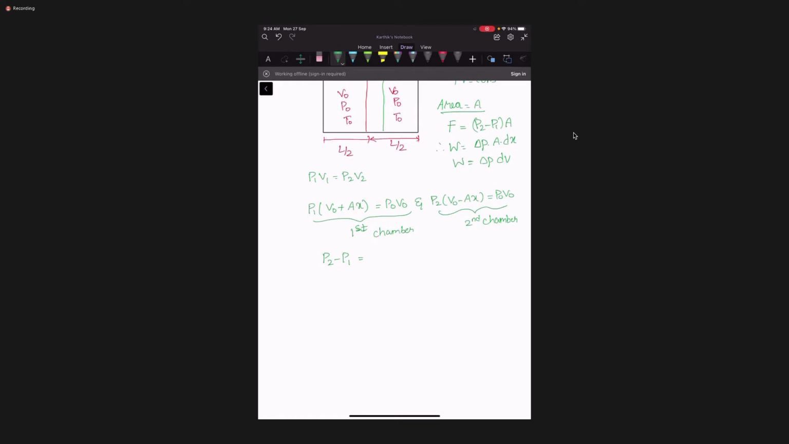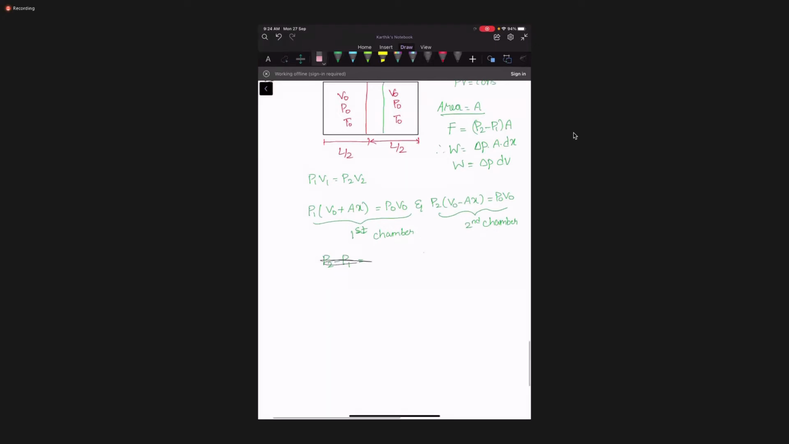AX into P2 plus P1, V0 everything. How much is it? I need all only V's on this one. Why again is P2 coming this side? I only need my P's in this one. Understood?